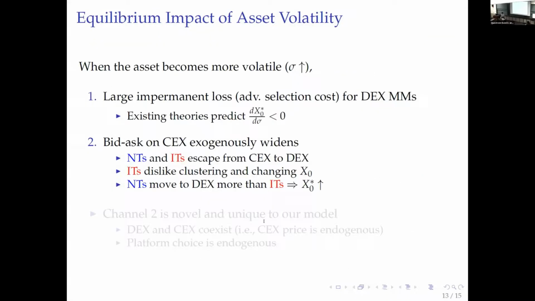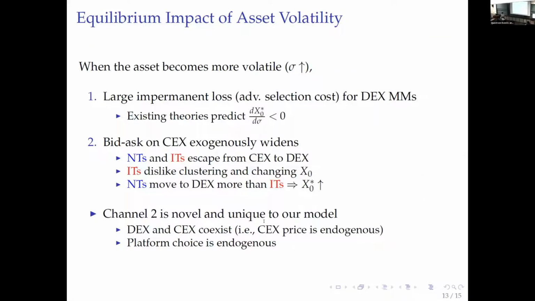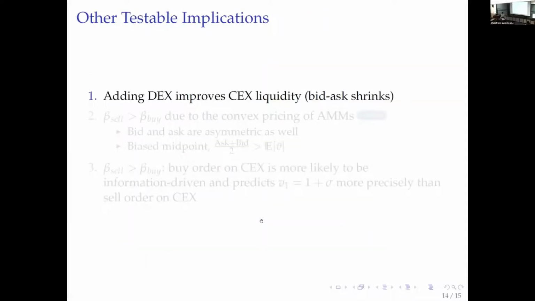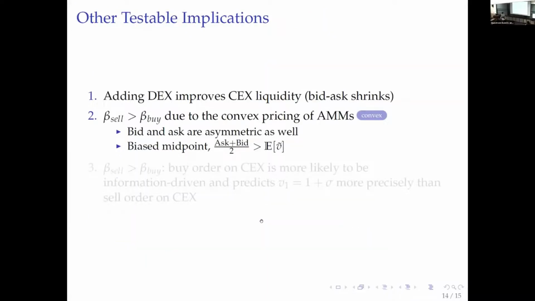And of course, the second channel is unique to our model, because if you have only CX, we don't have this second channel. Or maybe if you assume that trading platform choice is exogenous, then we will not have this either. Only if the CX price is endogenous and traders' platform choice is endogenous are we going to have this competing effect generating ambiguous reaction. Okay, and it seems like I'm running out of time, so let me just briefly mention this one.